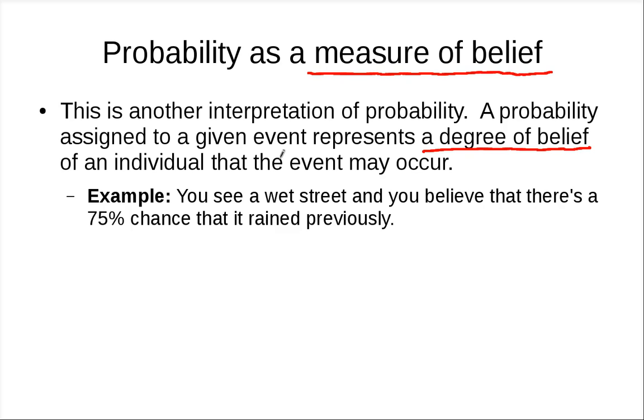Suppose you see a wet street and you believe that there's a 75% chance that it rained previously. So there's no random experiment at all, right? It's either rain or not rain, right? But in your beliefs, you're not sure about the fact. The fact that this is not one means that you have uncertainties.